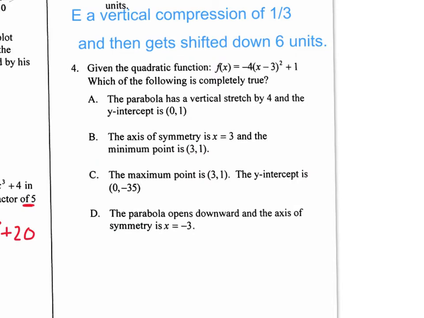If we jump to number 4, we have a function f of x equals -4, parentheses x minus 3 squared plus 1. And it's saying which of the following is completely true. So the first one says that the parabola has a vertical stretch by 4. Does this have a vertical stretch by 4? Yes, it does. Even though it's negative, it has a reflection over the x-axis first, but it does have a vertical stretch of 4. And then it says the y-intercept is 0, 1.